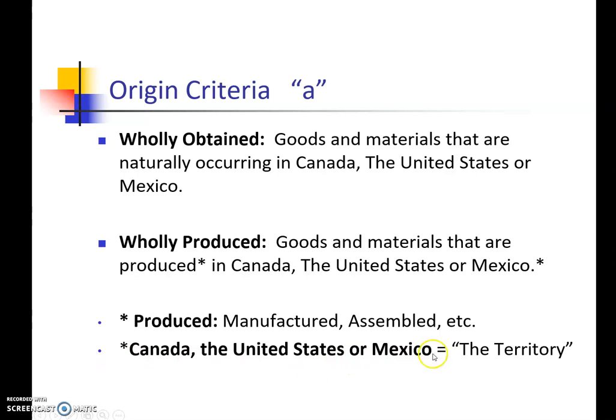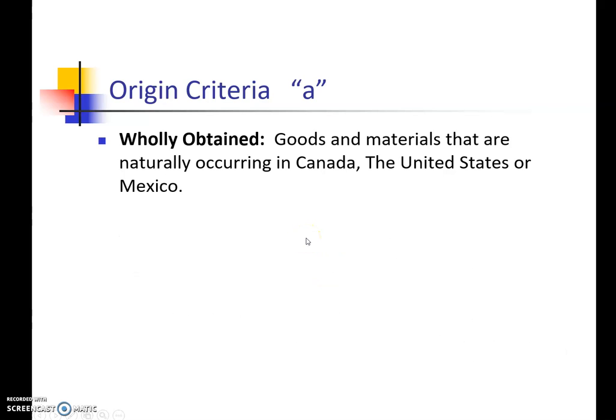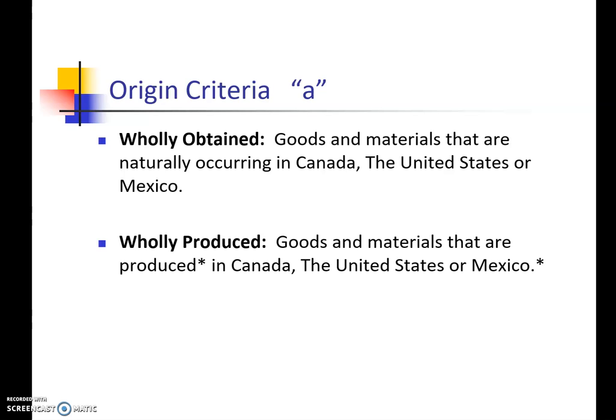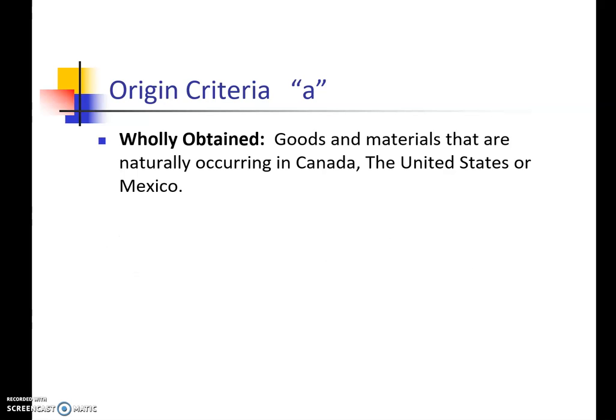And Canada, the United States, or Mexico is the territory. So this week we're going to talk about wholly obtained. So we're doing origin criteria A, wholly obtained. Wholly produced we will talk about next week. So this week is wholly obtained, goods and materials that are naturally occurring in Canada, Mexico, or the United States.